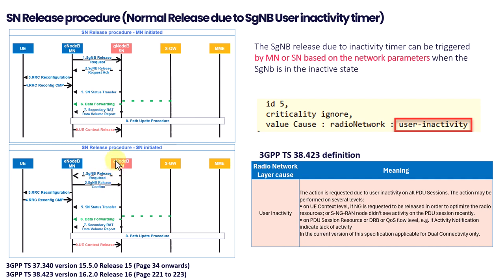So in this case, unit B will be triggering the release as shown here. This is based on activity. So again, secondary release due to inactive timer in general can be triggered by MN or SN. And this is based on network parameters actually. Again, this is 3GPP definition.